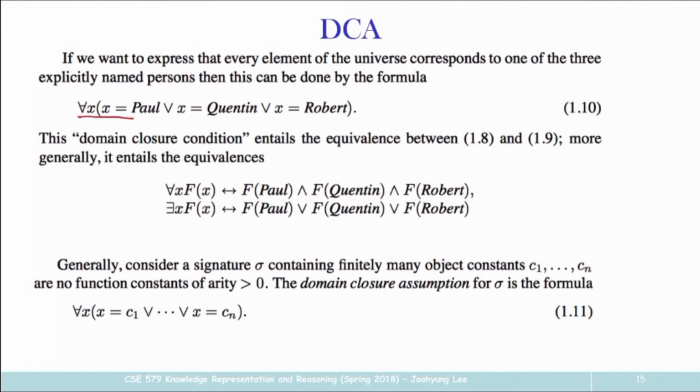So how do you do that? If I want to consider only this, I will write this formula. This will probably be very similar to the last question in the homework, right? So for X, X is mapped to either Paul or P or Q or R. It cannot map to anything other than these individuals. Are we together?